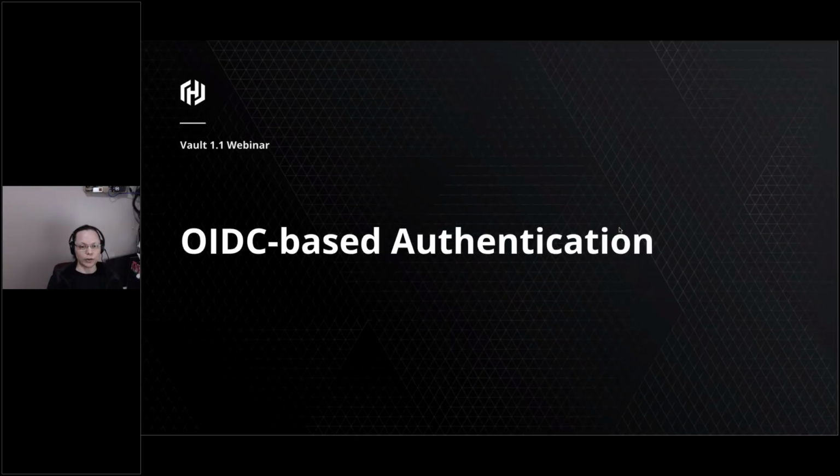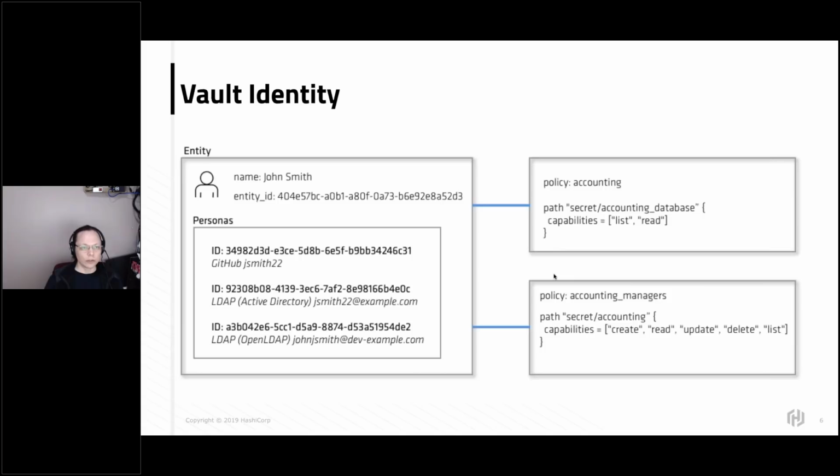Let's start with OIDC-based authentication. There is a notion in Vault of identity. So we have this concept of an entity, which is some outside user or a system, and we can cross-reference that entity from multiple authentication sources. So John Smith could log in using their GitHub credentials or connecting from one of these two different LDAP systems, and we would still know that underneath it all, they are John Smith.